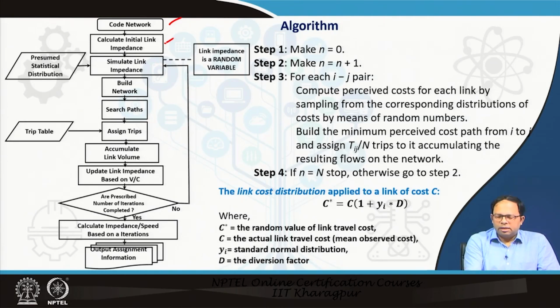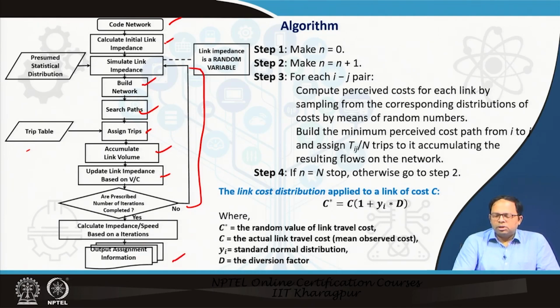A random variable is assigned to the link impedance, and using that new link value, we build a network, then search for paths in that network, and assign trips for this group of individuals from the trip table onto these paths that we have determined. We accumulate the link volume, and then update the link impedance based on the volume by capacity ratio. If the prescribed number of iterations is not completed, we go back and simulate link impedance again for the other group of people, and so on. If it is completed, we calculate impedance based on speed and number of iterations, and we get the output assignment information. So this is our Dial's algorithm.